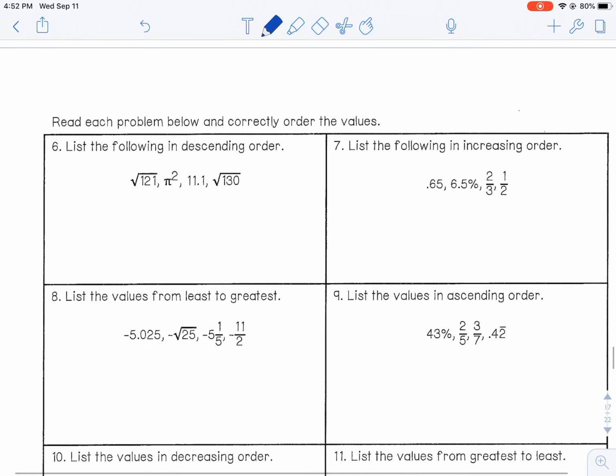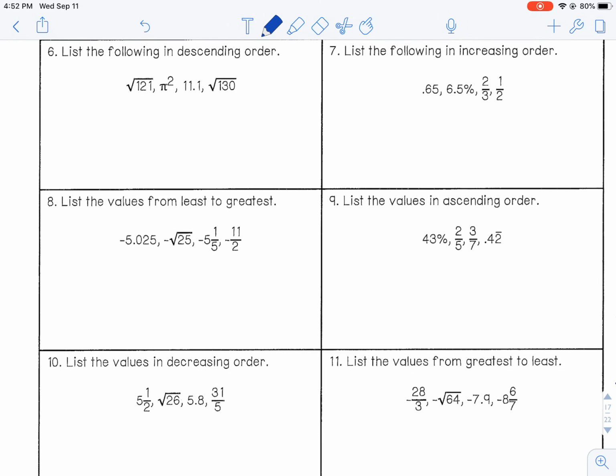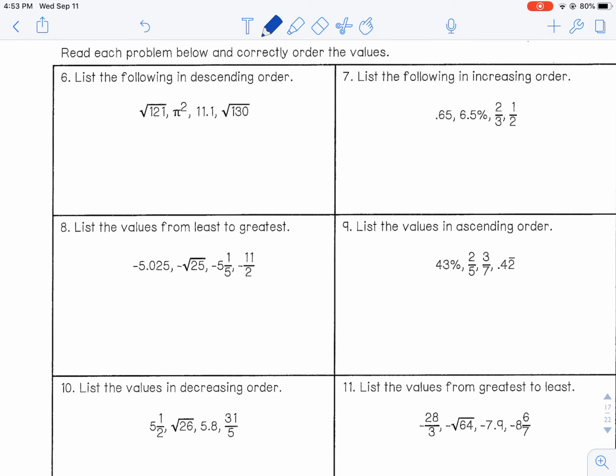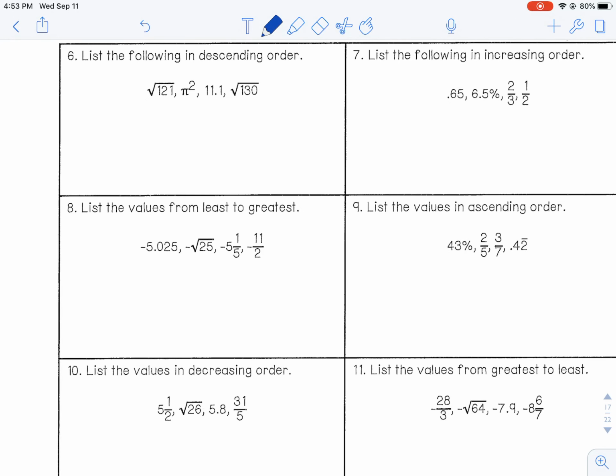Now here's where we get to use those vocabulary terms, and there's a lot of questions here. So what I'm going to do is I'm going to jump around a little bit. Actually, I'm going to do the left-hand side. We're going to do 6, 8, and 10. To list the following in descending order on this one, number 8, we're going to go from least to greatest, and number 10, we're going to go in decreasing order.